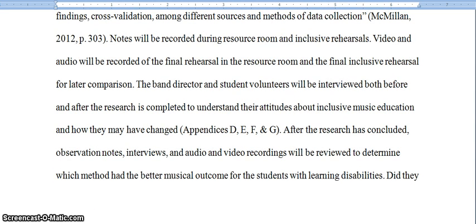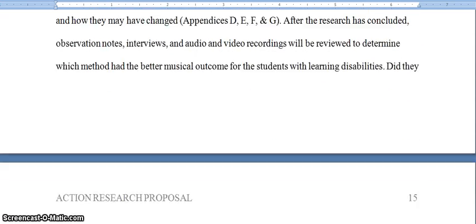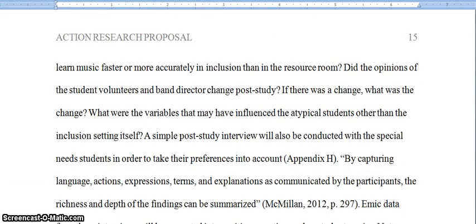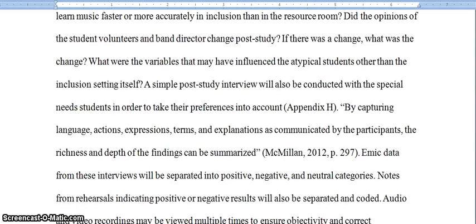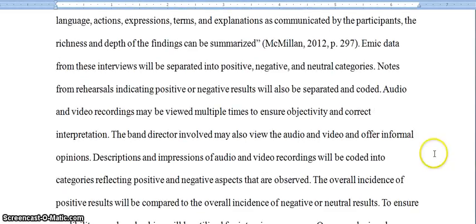So she has included appendices here, and she's included the interview, and it's the band director and student volunteers that were interviewed. And I'll skip down there to those appendices in a minute. But here again, she gives a post-study interview. That's her Appendix 8. And she also uses notes, and she separates it and she codes it.